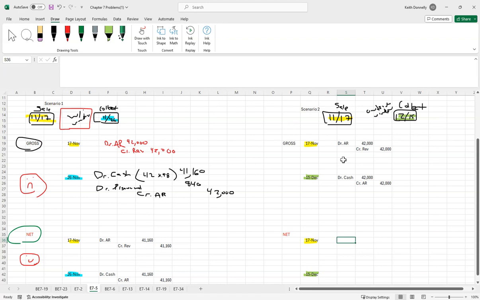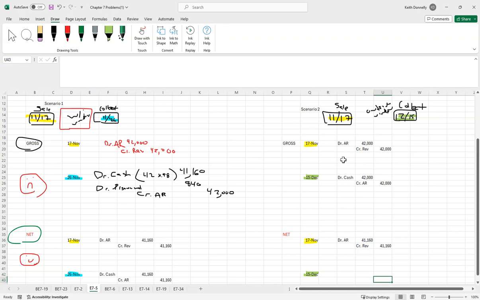Let's look at the net method, right? Well, the initial entry is still going to be the same, right? Debit AR 41,160, credit revenue 41,160. We assume up front that they're going to pay us in the window.